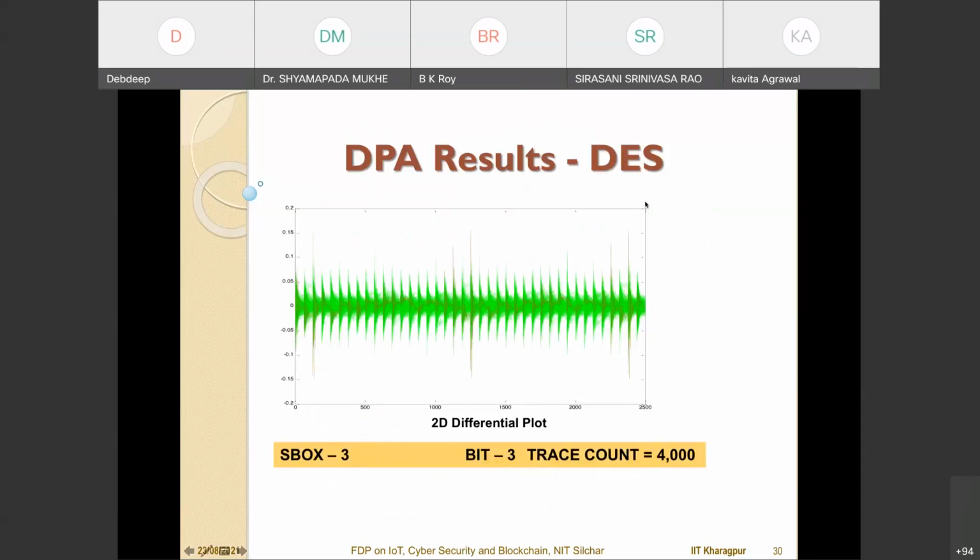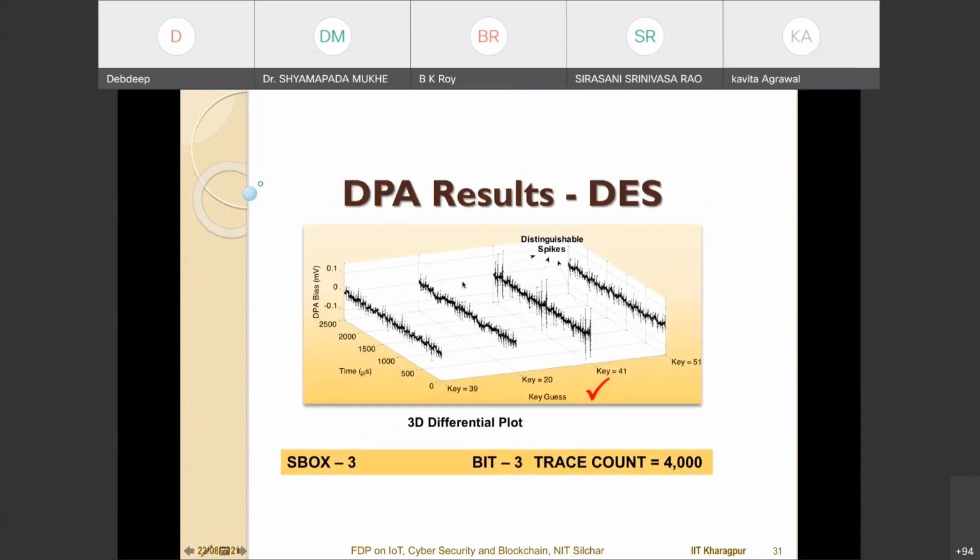So this is an example of a DPA. For example, DPA on DES, as you can see, with 4,000 power traces you basically plot something called a DPA bias, which I will now explain. You can see that the DPA bias shows you whether the secret key that you are guessing is correct or not.